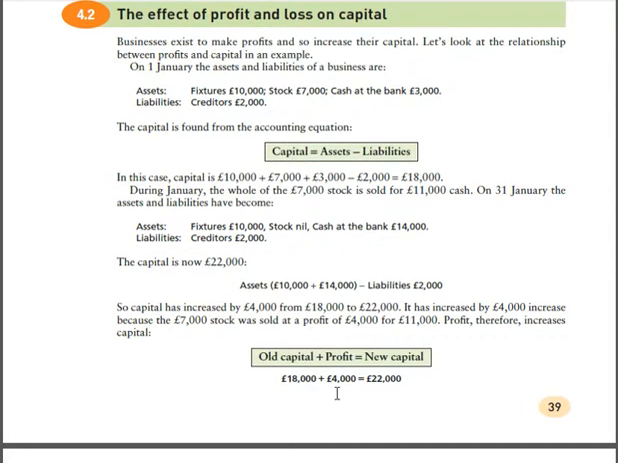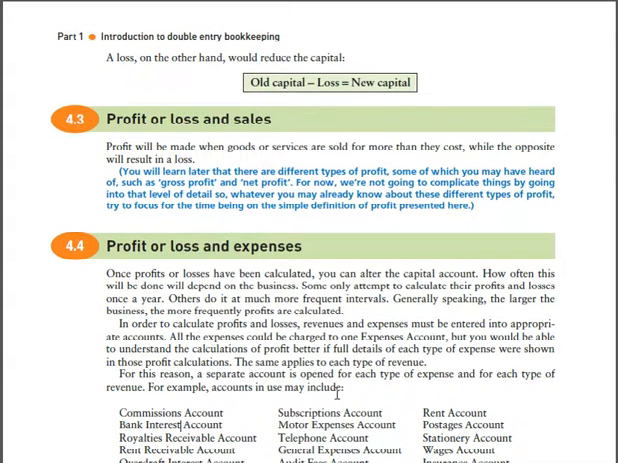So that is one reason of how the capital would increase. Now, profit or loss and sales. So, sorry, here on the top it's another way of finding out if there is a loss, then it would actually decrease a new capital, which would be subtracted from the old capital. Now, profit and loss or loss and sales.